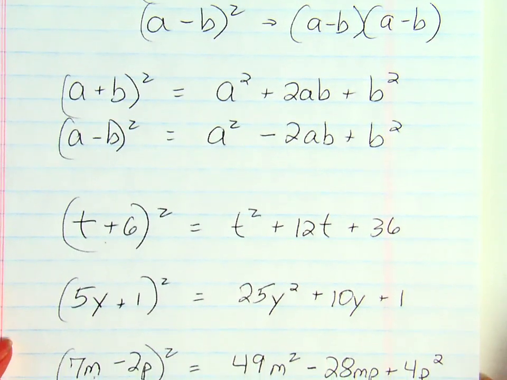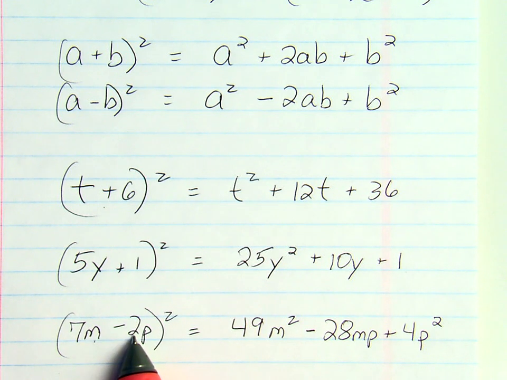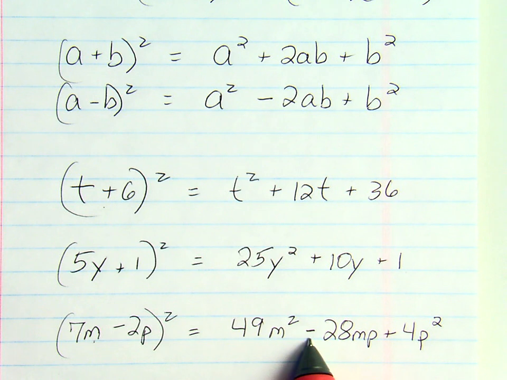Okay, moving up again, we have 7m minus 2p, and this is squared. Now note here we have 2 different variables. Doesn't affect us, we just do it the same way. 7m squared is 49m squared. Then 2 times 7m is 14m, times 2p is 28, so we've got negative 28mp. Both variables are included in that. And then plus 2p squared, which is 4p squared.